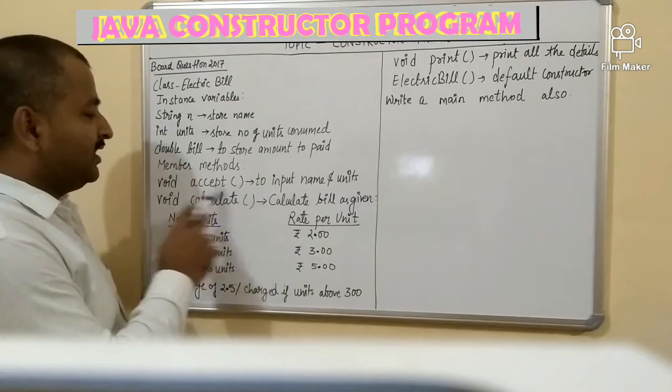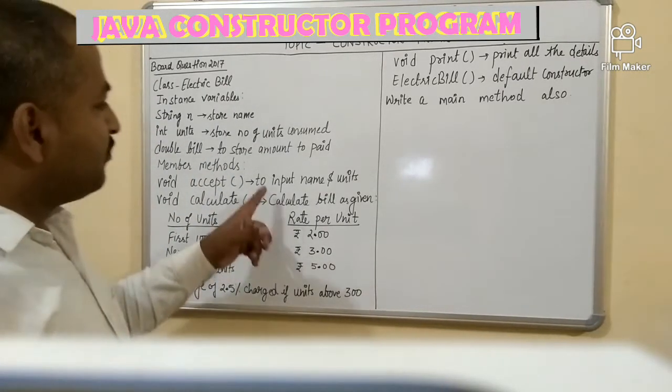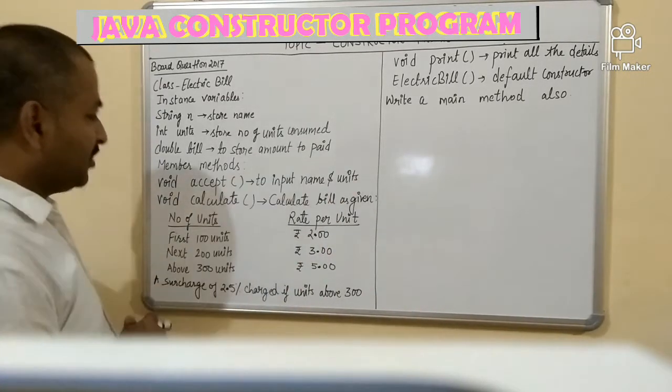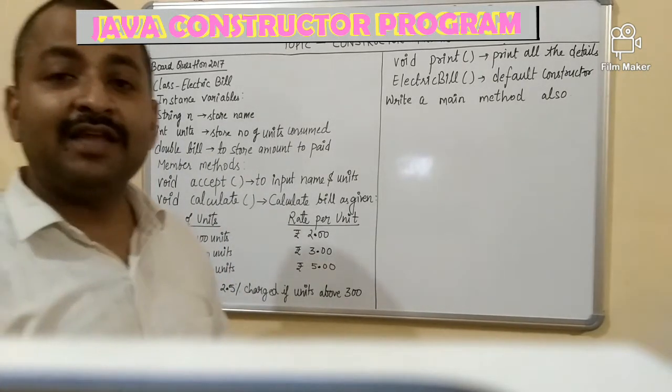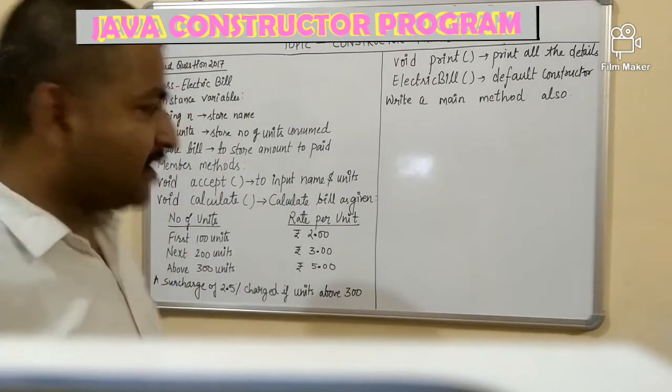Now these are the member methods. First member method is void accept. In void accept, you have to input the name and number of units consumed by the consumer. Next function is your void calculate, to calculate what bill a consumer has to pay.